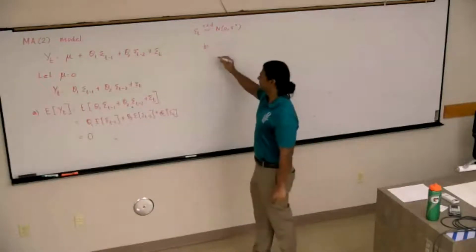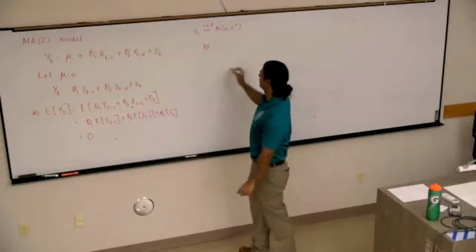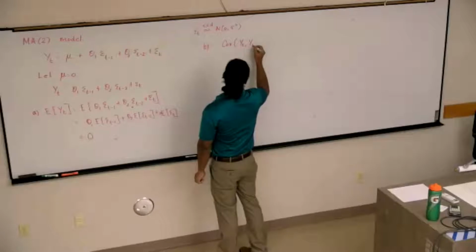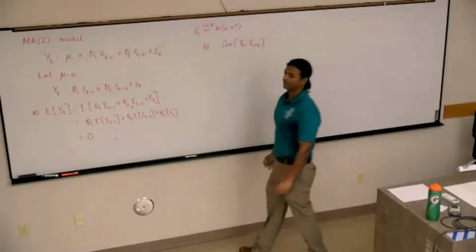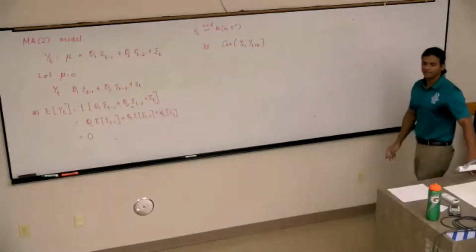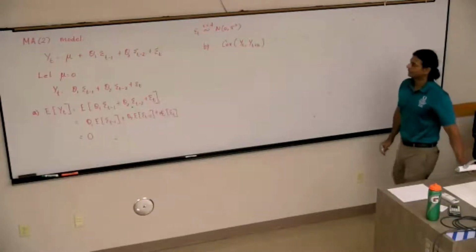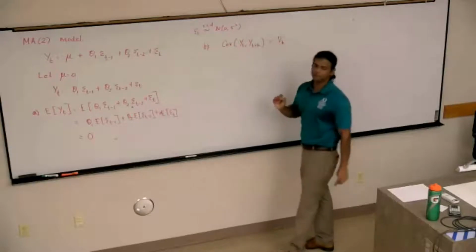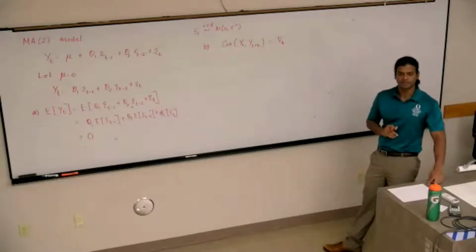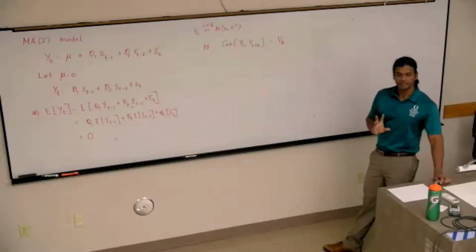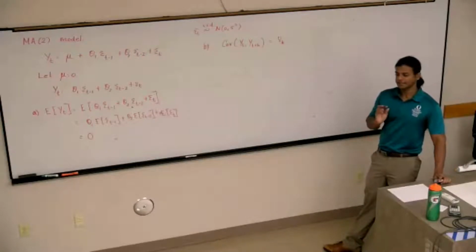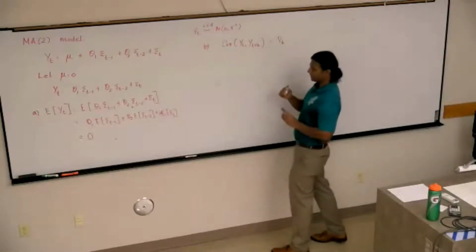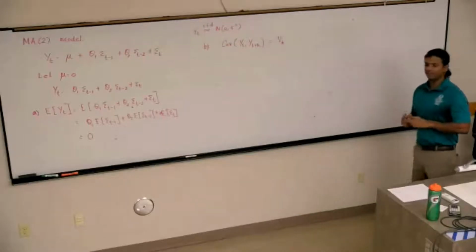Part B, or the second condition, is to determine the covariance function of yt, yt plus h. What does IID mean again? Independent and identically distributed. It's a way of saying that things aren't correlated and they have the same distribution. So the covariance of yt, yt plus h is gamma h.